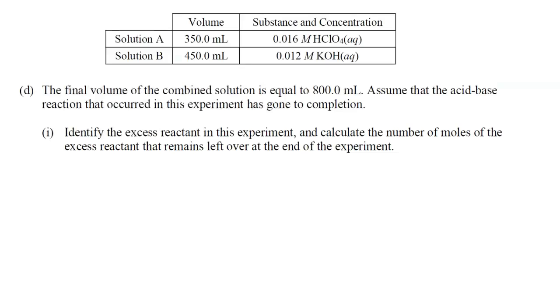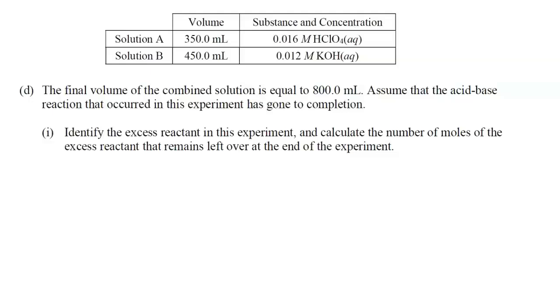In part D, it says the final volume of the combined solution when solutions A and B were mixed together is equal to 800.0 milliliters. Assume that the acid-base reaction that occurred in this experiment has gone to completion. Identify the excess reactant in this experiment and calculate the number of moles of the excess reactant that remains left over at the end of the experiment.